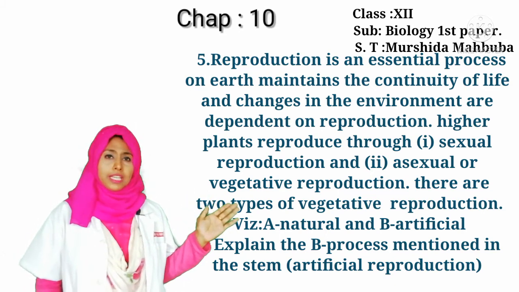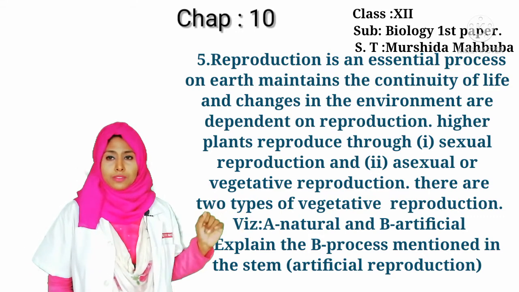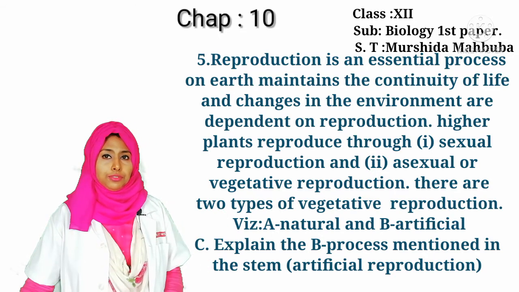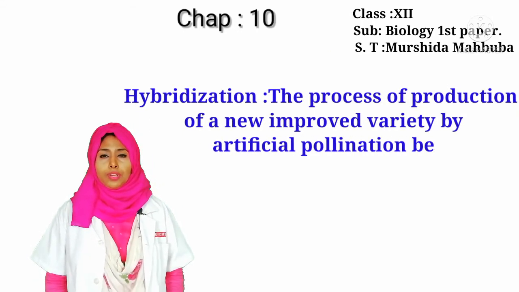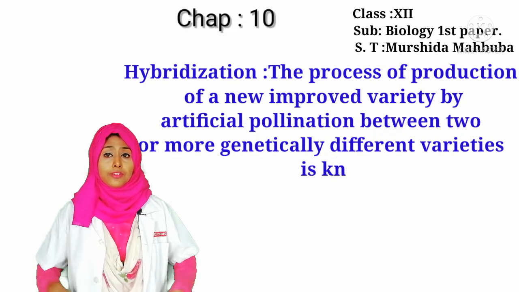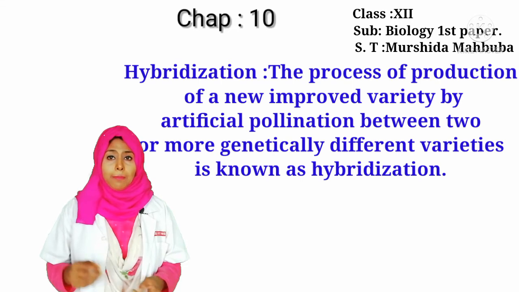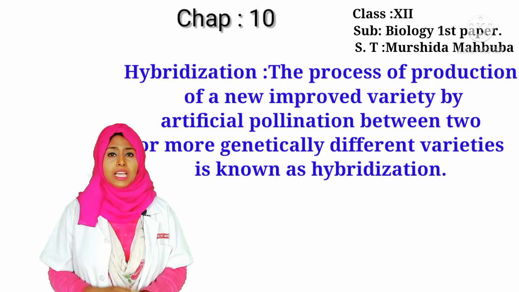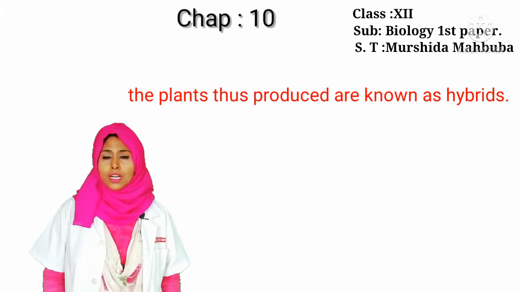And our next question is: explain the process mentioned in the stem. This is artificial reproduction. My dear students, you know about artificial reproduction. At first, we know hybridization: the process of producing a new improved variety by artificial pollination between two or more genetically different varieties is known as hybridization. The plants thus produced are known as hybrids.